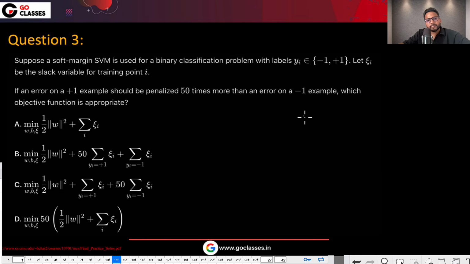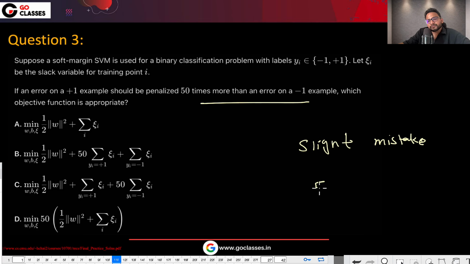In this question they are saying that a soft margin SVM is given, and an error on a +1 example should be penalized 50 times more than a -1 example. So you want to penalize more. Which means that if there is a slight mistake in positive examples, we want to penalize that quite a lot, right? So you will multiply this 50 with the positive slacks, where y equals +1. So that's why B is the correct answer here. Understood?